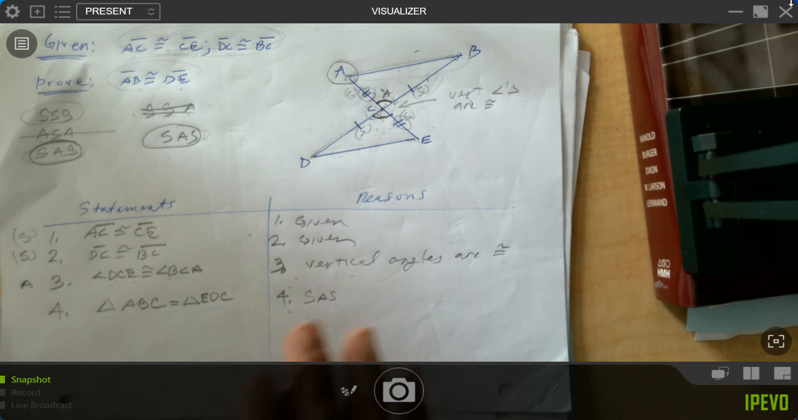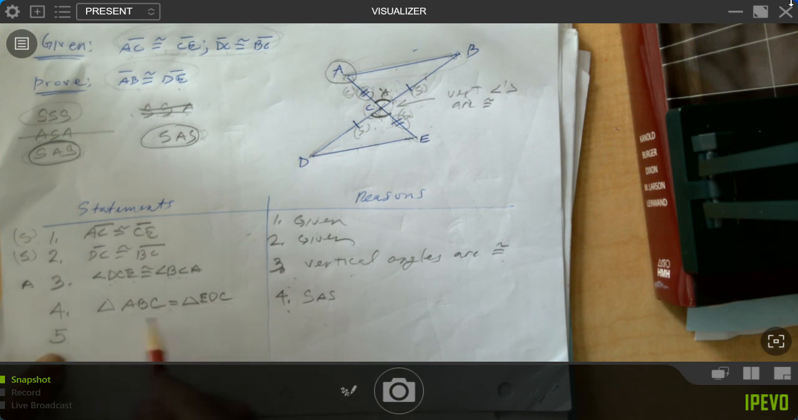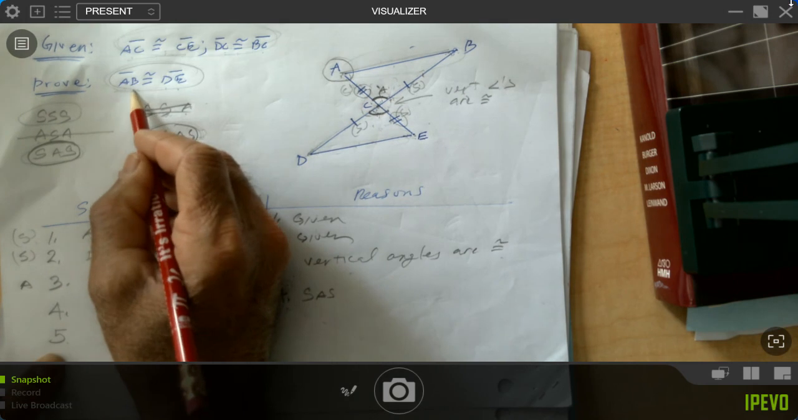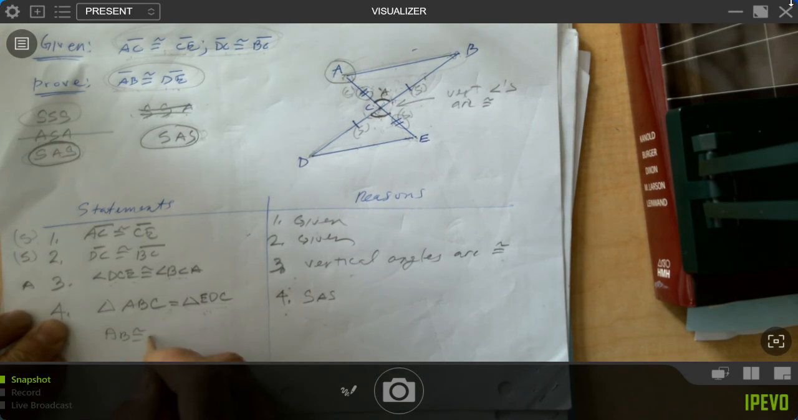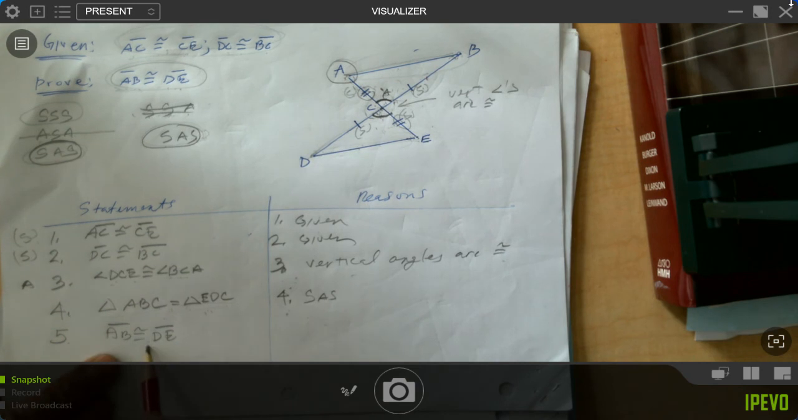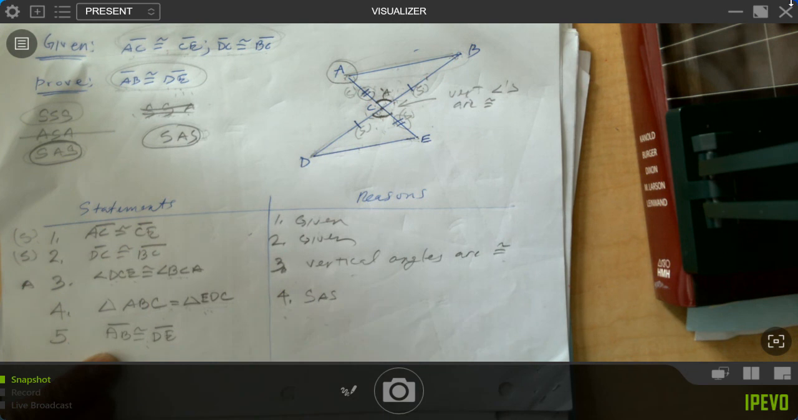So now we're not done yet, because remember, that's not our proof statement. That's not what we're trying to prove. But that tells us what we need to know in order to make the proof statement. So now we take the proof statement, AB congruent to DE, write that down here. So remember, you always end with whatever it is you're trying to prove. That's the last thing. Once you've proven that, you don't have to go any further. So AB congruent to DE.